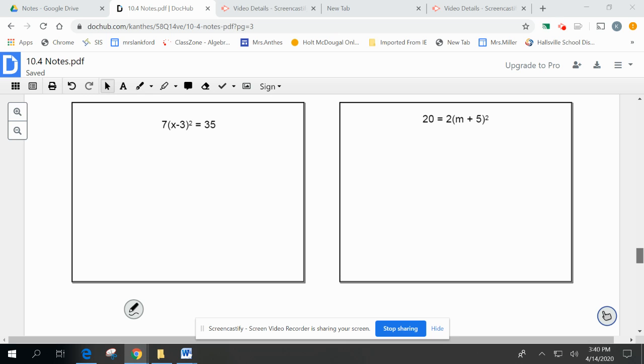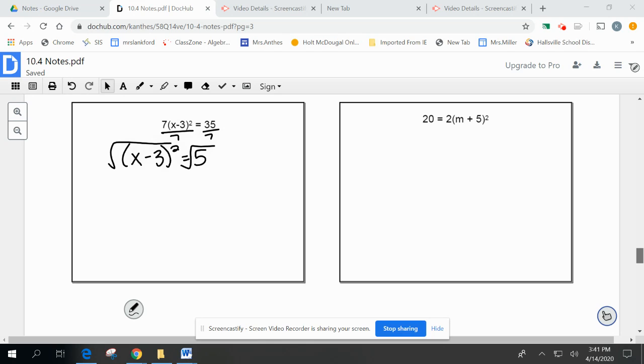Okay, so this problem is getting a little more difficult. So first we need to get the parentheses by themselves. So we would need to divide by 7. So that's going to give us x minus 3 squared equals 5. And then now we have the parentheses all by themselves. So the next step would be to square root.